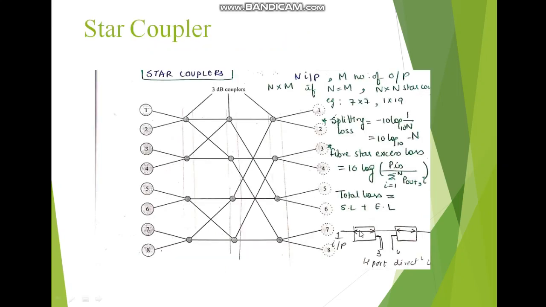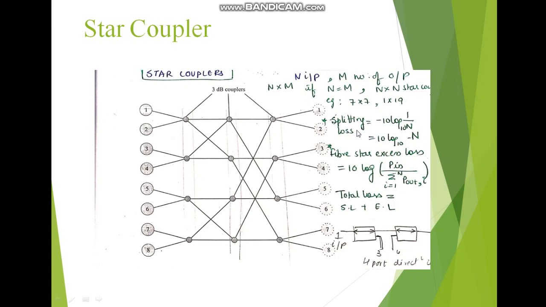So this is a basic network of a star coupler. How many inputs? 8 inputs and 8 outputs we have used. So n number of inputs, m number of outputs: an N cross M star coupler. If n is equal to m, we can say an N cross N star coupler. It could be 7 cross 7, 8 cross 8, 1 cross 19, anything. This 1 cross 19 means it has only one input and 19 outputs.